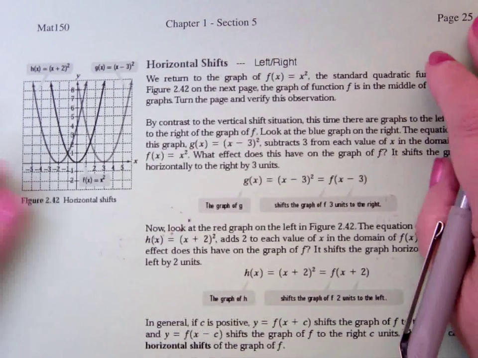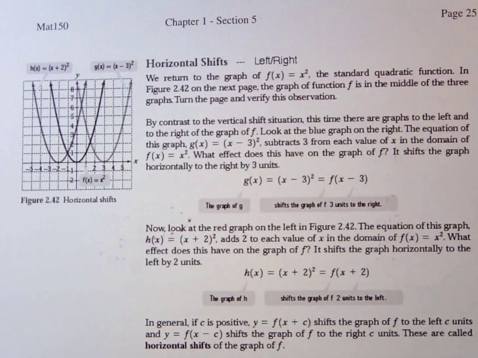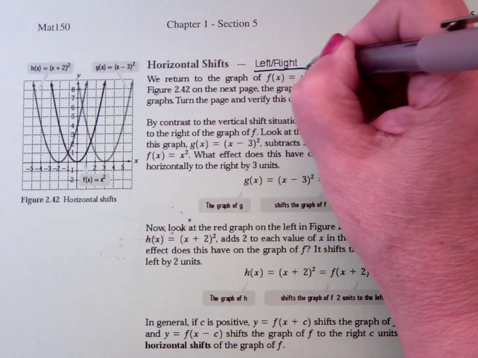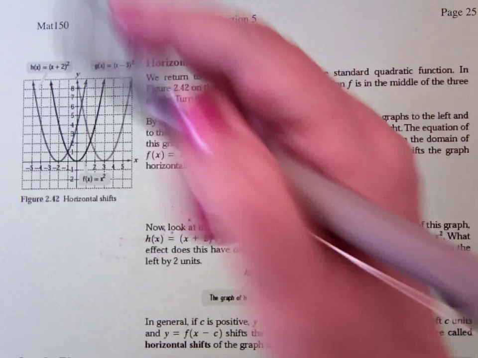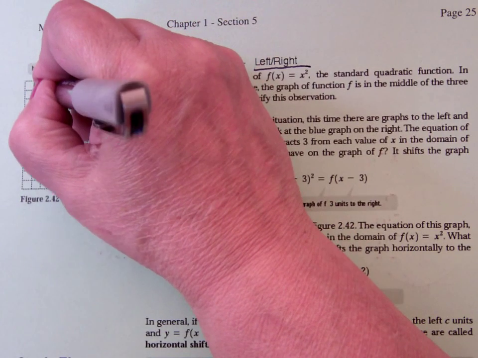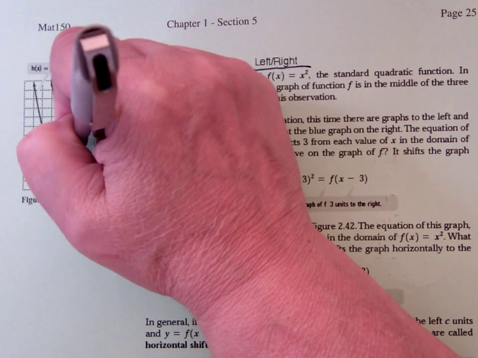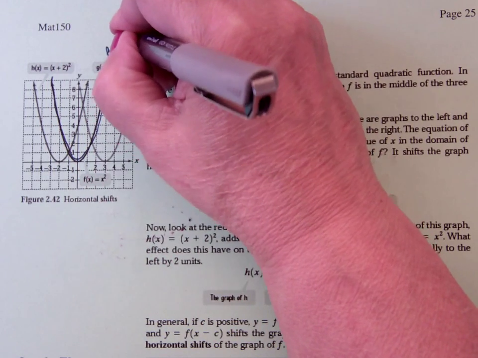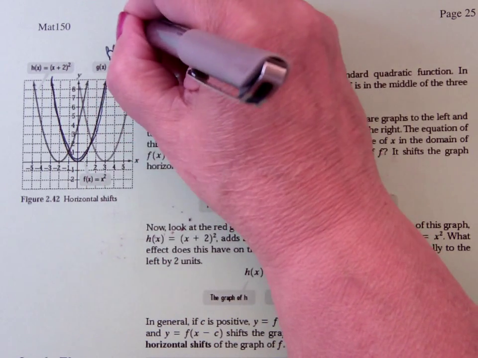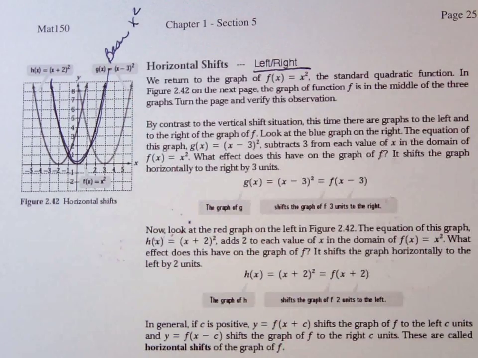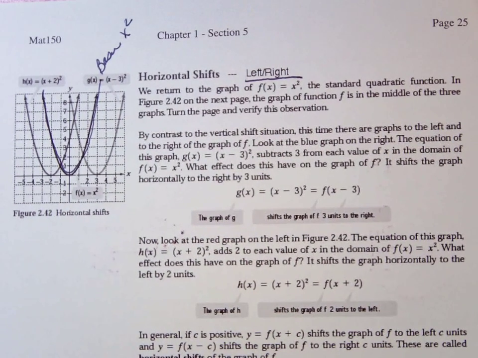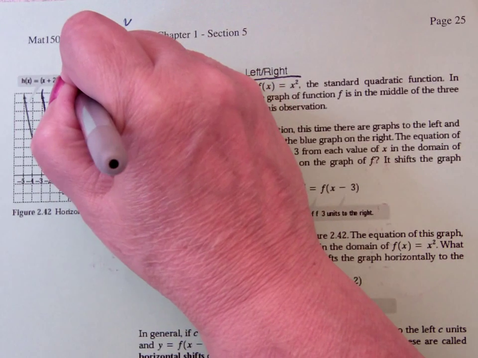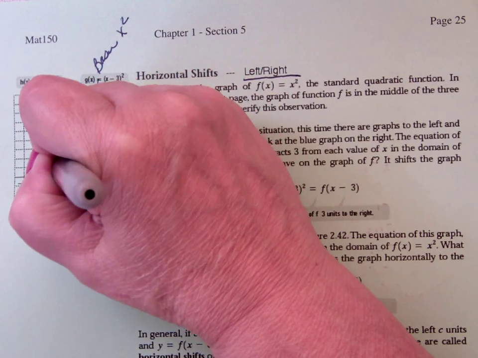Now the next shift we're going to be looking at is the last of the easy ones, and this is the shift that is left and right. If I look at the basic function, and here's your basic right here, which is y equals x squared. That's your basic function.